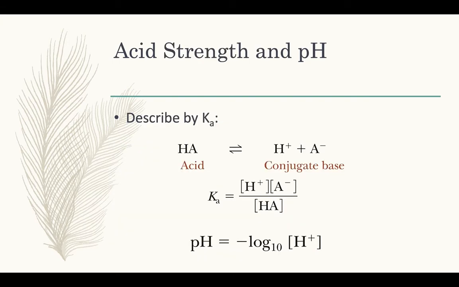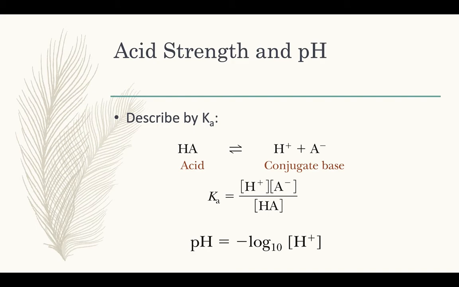Okay, so now we move to acid strength and pH. One can actually derive a numerical value for the strength of an acid, or the amount of hydrogen ion released when a given amount of acid is dissolved in water.